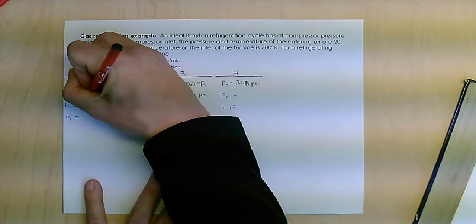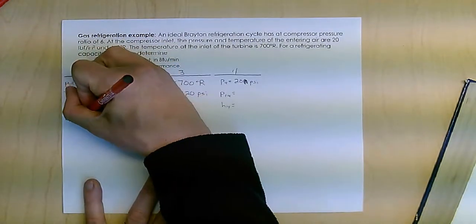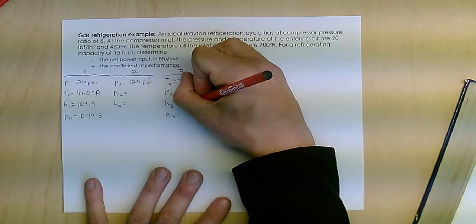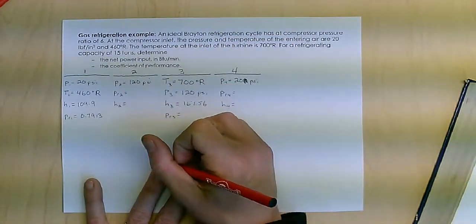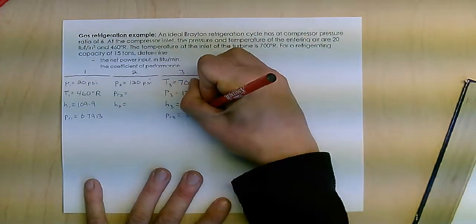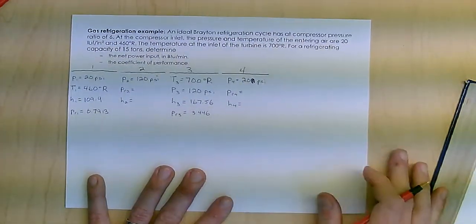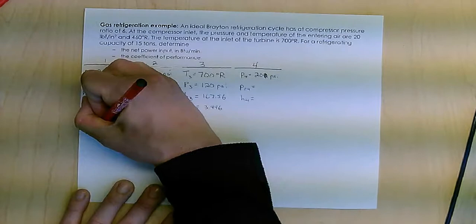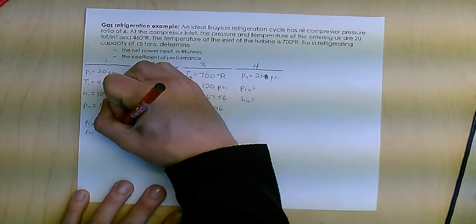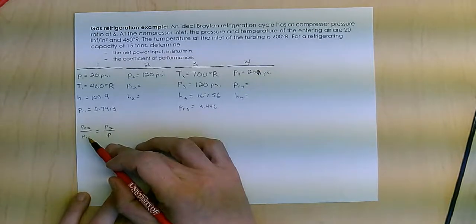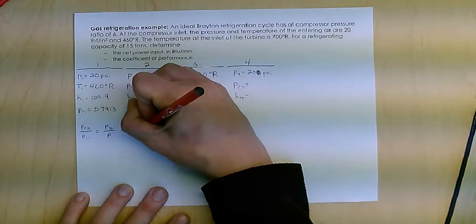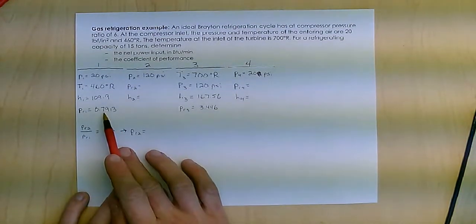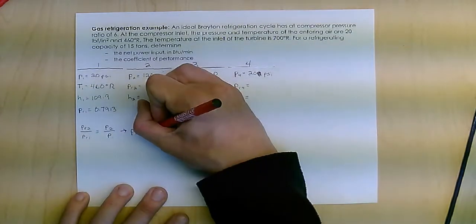So this is going to be 109.9 and 0.7913, and then over here I have 167.56 and 3.446. Now again, going from state 1 to state 2, I can calculate PR2 over PR1, knowing P2 over P1. Again, that pressure ratio is 6. I know PR1, therefore PR2, because this is an isentropic compressor, is just 6 times this value, which is 4.7478.